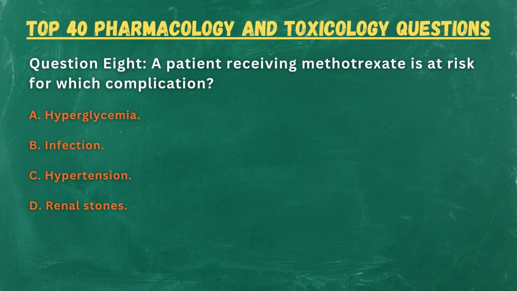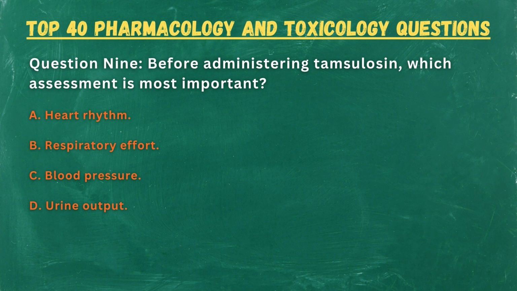Question 8. A patient receiving methotrexate is at risk for which complication? A. Hyperglycemia. B. Infection. C. Hypertension. D. Renal stones. Answer. B. Infection. Question 9. Before administering tamsulosin, which assessment is most important? A. Heart rhythm. B. Respiratory effort. C. Blood pressure. D. Urine output. Answer. C. Blood pressure.